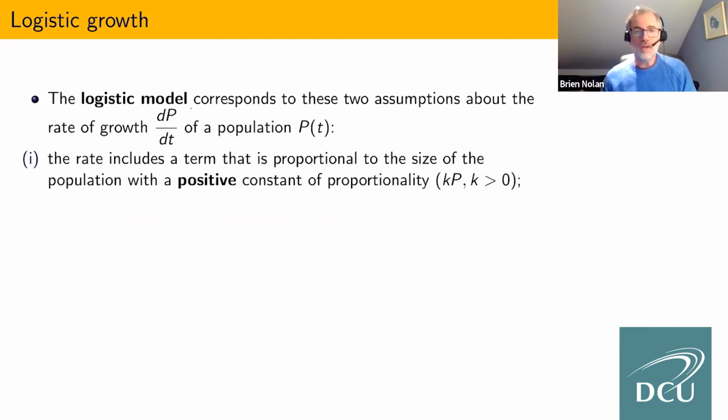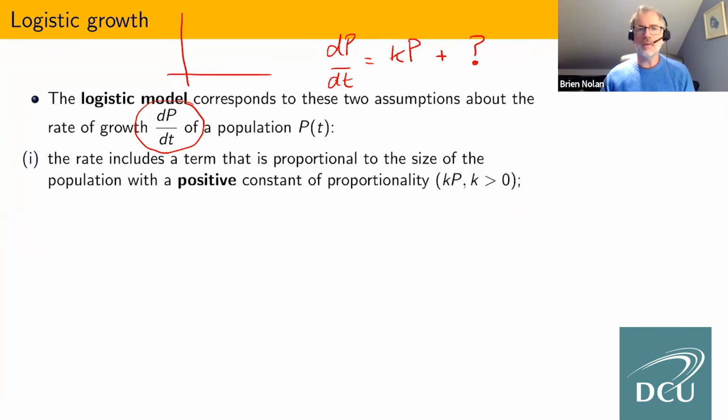So we're going to try and make some statements about what other features might be included in a rate of population change. Our first thing is a positive term that's proportional to the size of the population with a positive constant of proportionality. This is exactly the part that we see in the exponential growth model. What we're going to look at here is what else we might include to make this population growth model more realistic. Well, what could influence a growing population? What could slow it down?